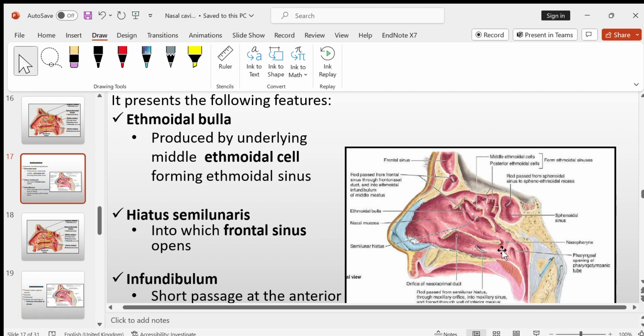So if we look here, this is the middle meatus. Middle meatus has a swelling called the ethmoidal bulla. Ethmoidal bulla has middle and posterior ethmoidal air cells which form the ethmoidal sinus. So first sinus that is present in the middle meatus is the ethmoidal air sinuses, and it is present in the ethmoidal bulla. Beneath the ethmoidal bulla we can see a hiatus that is called the hiatus semilunaris. The hiatus semilunaris has openings for the frontal and maxillary air sinuses. So middle meatus has openings for three sinuses: the ethmoidal, frontal, and maxillary air sinuses.